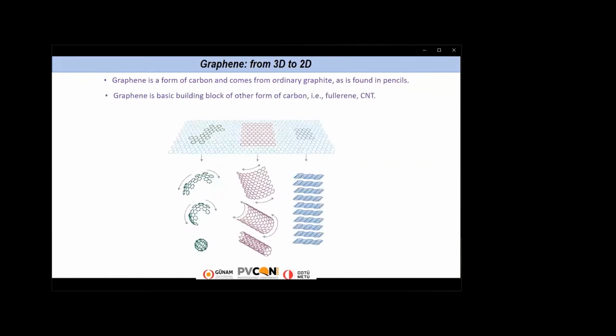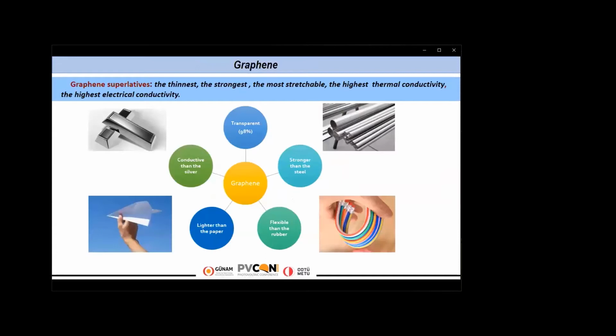On the other hand, graphene is the basic building block of other forms of carbon, such as fullerene and carbon nanotube. Graphene has many attractive properties, such as 98% optical transmission, high mobility, and high thermal conductivity. In addition, graphene is stronger than steel, more conductive than silver, and lighter than paper. These remarkable properties make it available for large-scale application areas, especially solar cells.